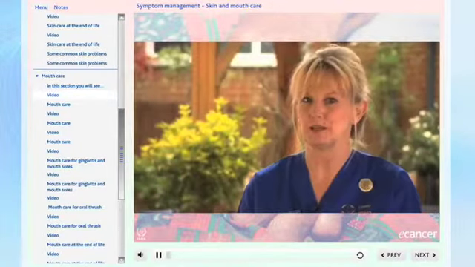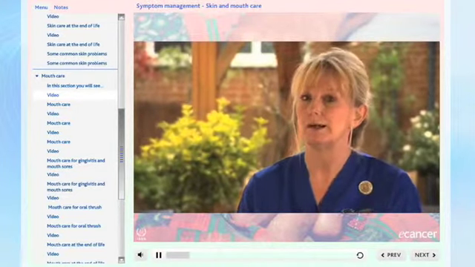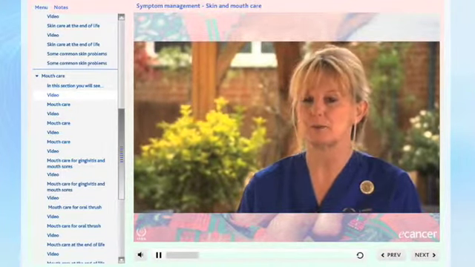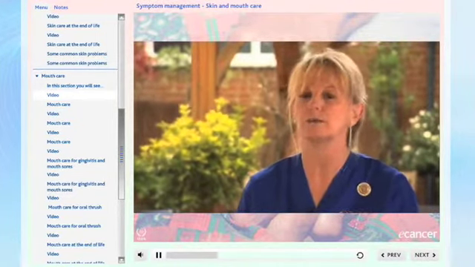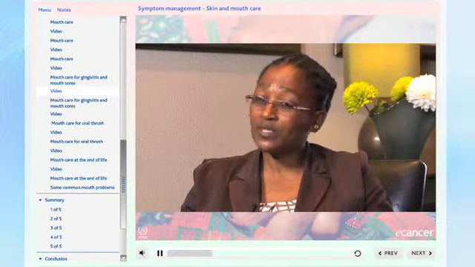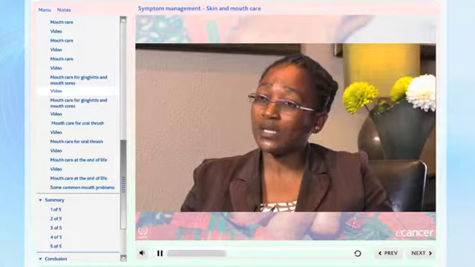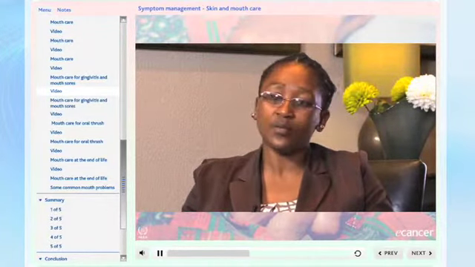I think the most important thing is to make sure that the mouth is clean and moist. That can be quite difficult sometimes with people who are mouth breathers because the mouth dries up a lot more quickly than people who are nose breathers. So we advise the patients or the family members to do mouthwash. Usually our mouthwash is just warm water with salt, then you gargle.